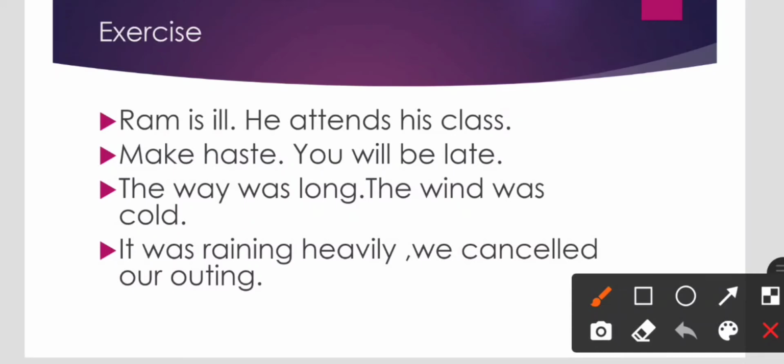Okay. The way was long. The wind was cold. Similar kind. So we will use a cumulative conjunction, the way was long and the wind was cold. It was raining heavily, we cancelled our outing. What was the reason of cancelling the outing? It was raining, so we can use here a conjunction. It was raining heavily, so we cancelled our outing. Okay, that is the result or conclusion we can say.